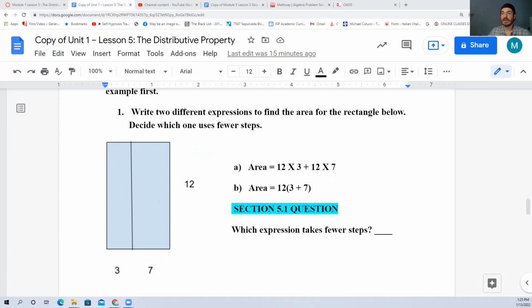Okay, so that was the first way of doing it. The second way of doing it was to add the 3 and the 7 first, so that you had this whole length, and then you multiply it by 12. You're going to get the same answer. It's still going to be this entire area. But notice what we have here is the distributive property modeled. 12 times 3, that's it. 12 times 7, that's it.